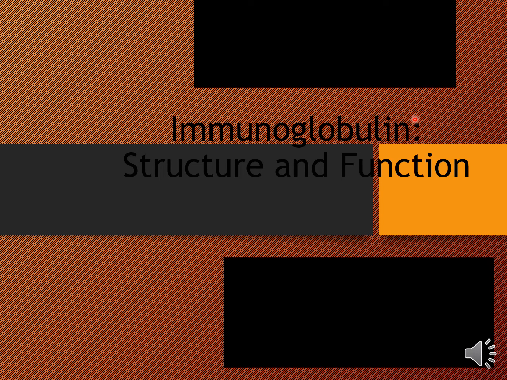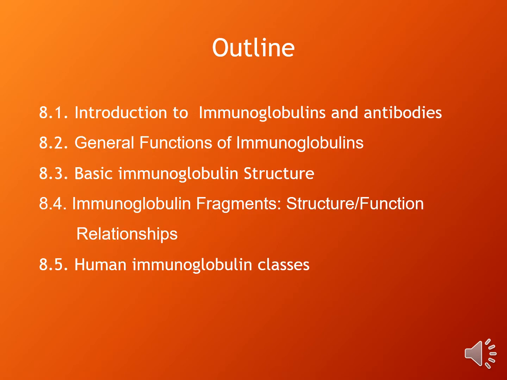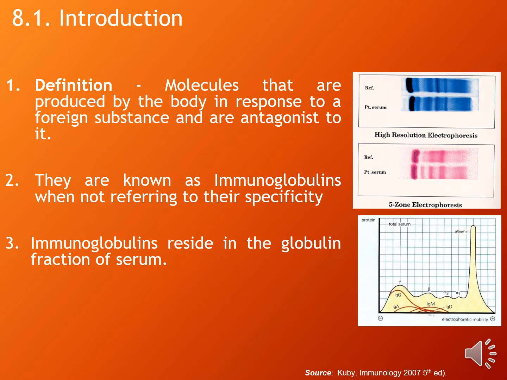Okay, in this presentation, we are going to talk about immunoglobulins, the structure, classification, and functions of these molecules. First, let us define what these immunoglobulins are. They are molecules that are produced by our body to respond to foreign substances, which we know as antigens. They are also known as antibodies.